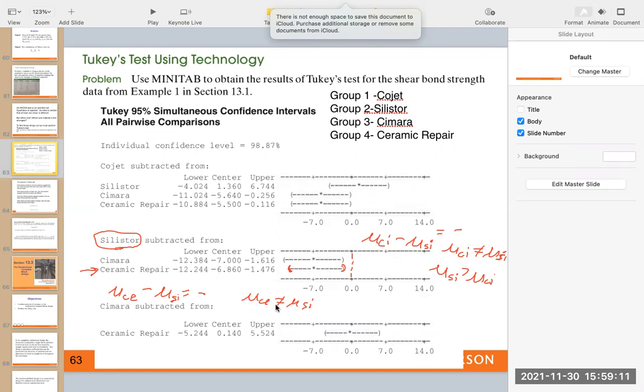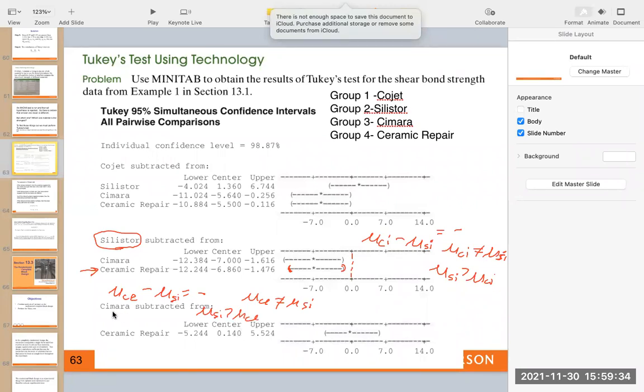And not only that, but when we did the subtraction, we got a negative answer. Because all of the numbers in this interval are negative, we believe the difference is negative. So that means the mean of SI is larger than the mean of CE. Okay, so that's what we get from that.